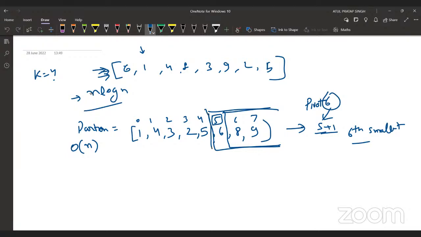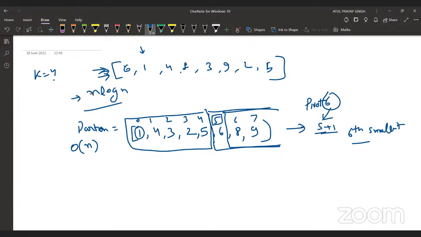After that, we will apply the partition process on this part. Okay, same process we will apply on this first half part before the pivot element. Now we will select again what is the partition. So we will select, for example, this is a pivot element, and then we will perform the partition process. So this is the first element.